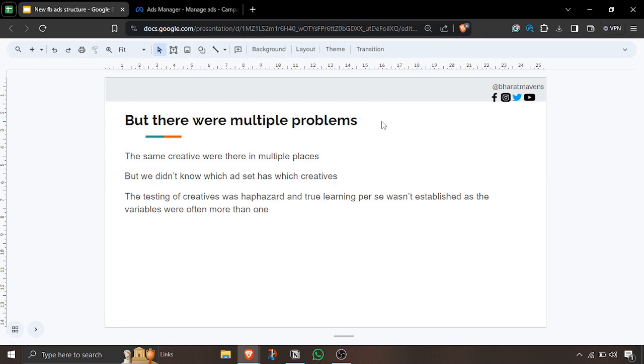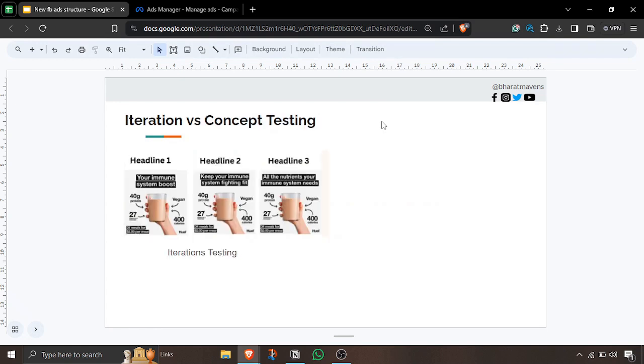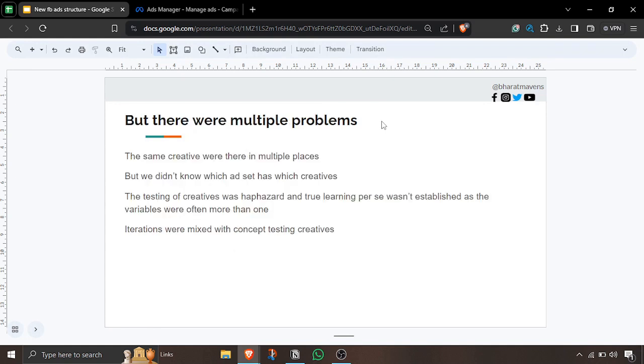Then the testing of creatives was quite haphazard, because it was one creative in one place, the other creative in a second place, no pattern matching, no theming, no creative angle. Iterations were also mixed with testing winners. Winners were not isolated and scaled properly. So all this, for example, but now we have started changing it.